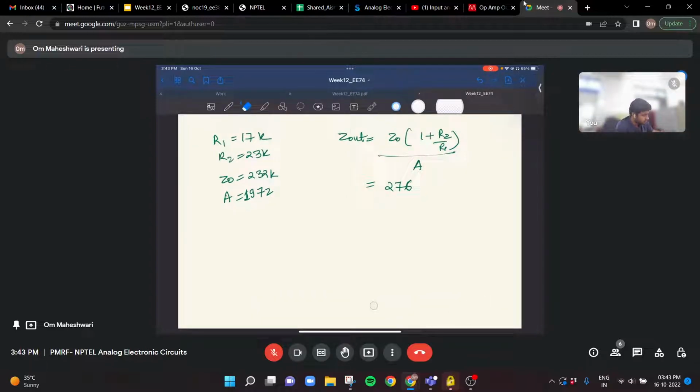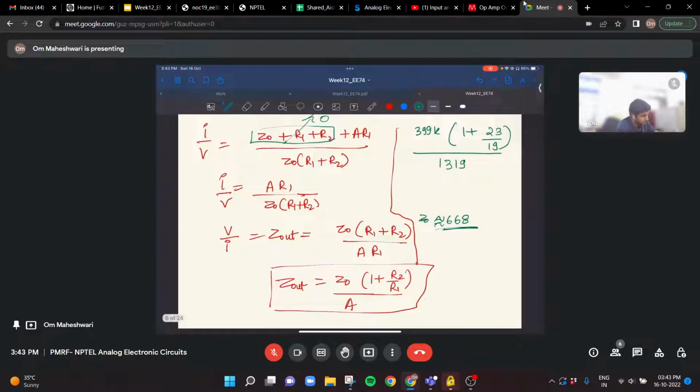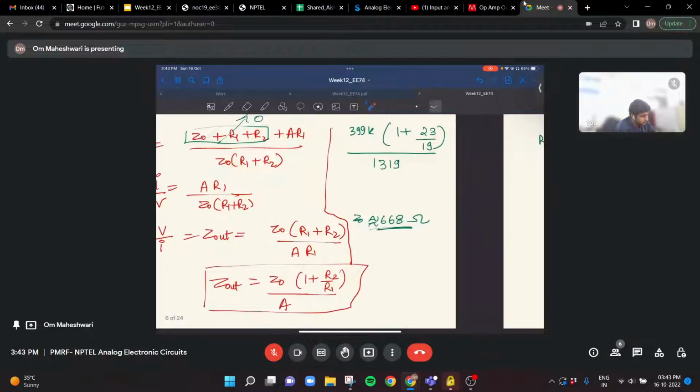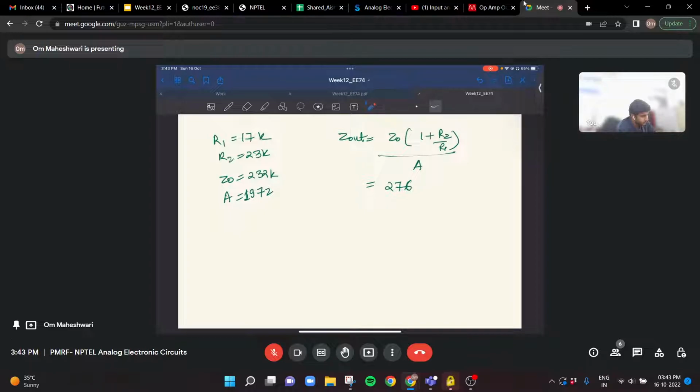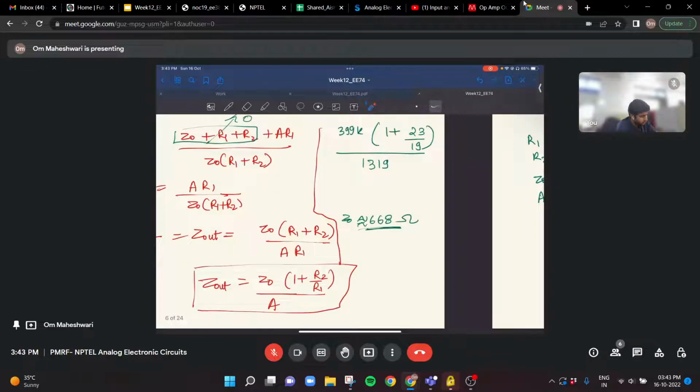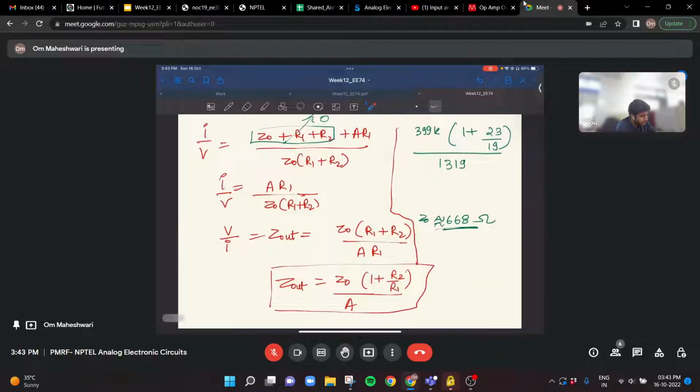One thing you can see is that Z out earlier was 400 kilo ohms. Now it has reduced. I think we should include R1 plus R2 value. If we include R1 plus R2 value, then it can be right, sir. You can check that.